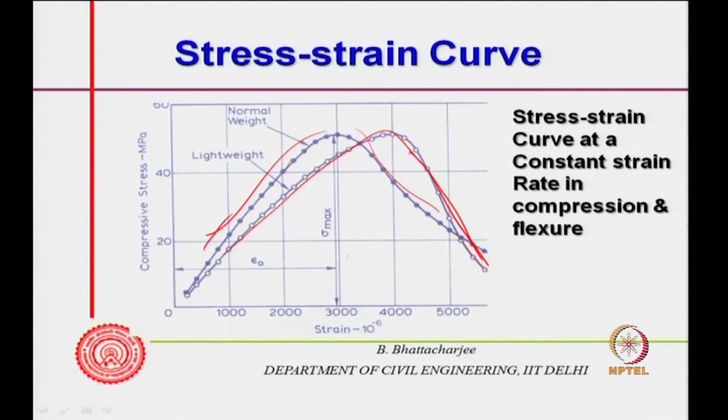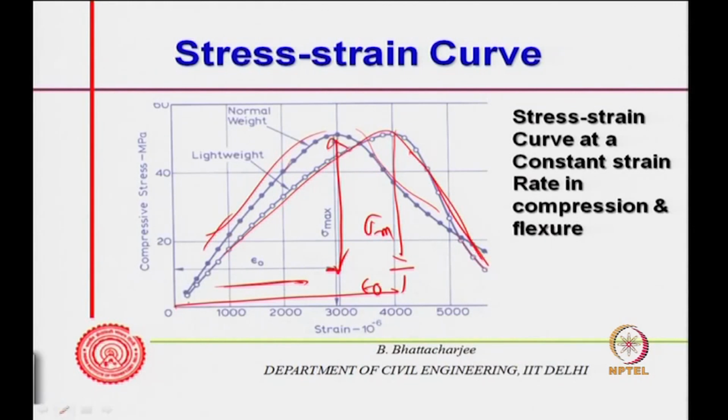So, you find some sort of behavior like this, where this is the F max, or sigma max, the maximum stress, and corresponding to this we call epsilon 0, that is the strain at maximum stress. For lightweight, this would be the maximum stress sigma max, and epsilon 0 would be this much. So, epsilon 0 and sigma max are the two parameters, and you see this kind of behavior.